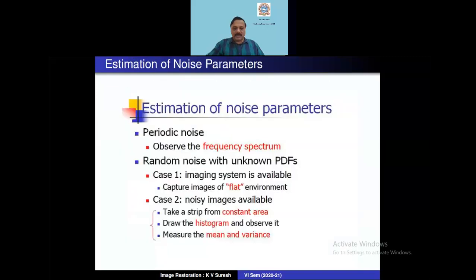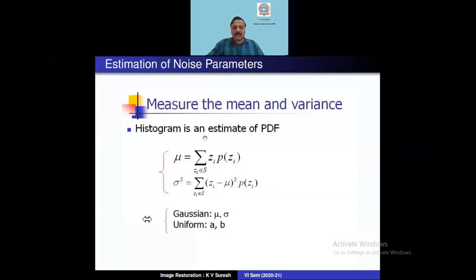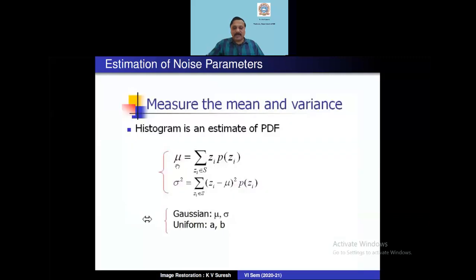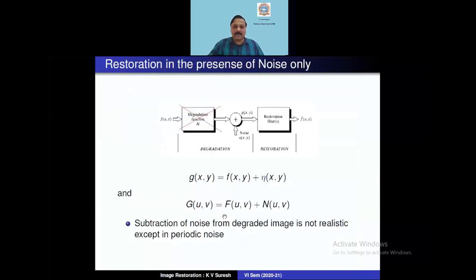The first step is, if the noisy image is given, take a small strip, in fact a strip where the area is constant or it is a smooth region, plot its histogram, and the histogram will give me the shape. Then find the mean and variance by using this formula. Use that mean and variance formula to calculate the constants required. That will give me the estimation for noise.